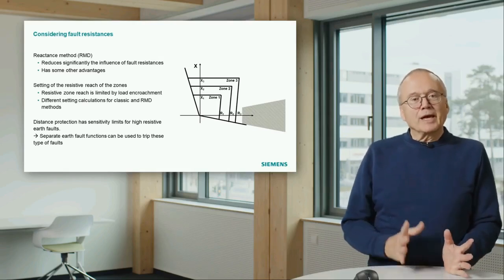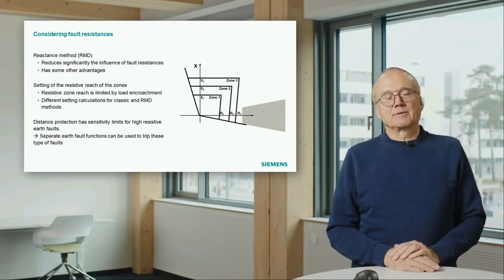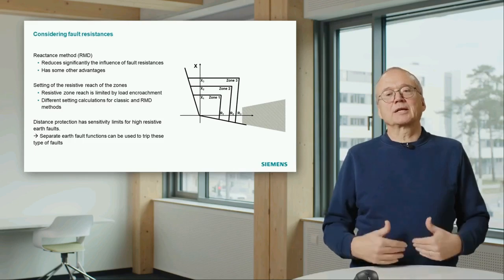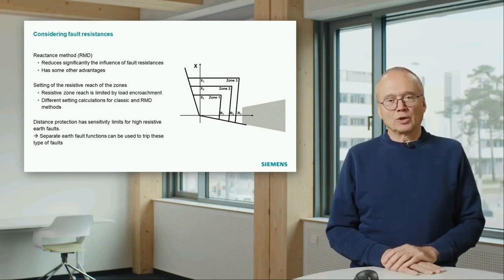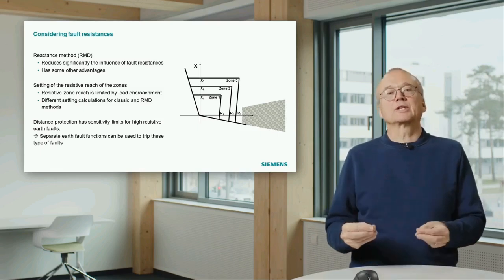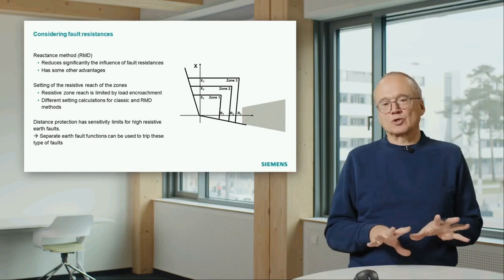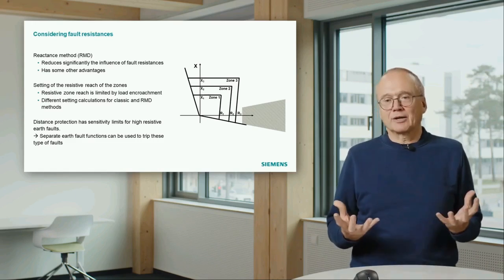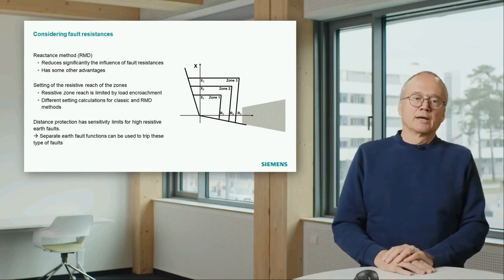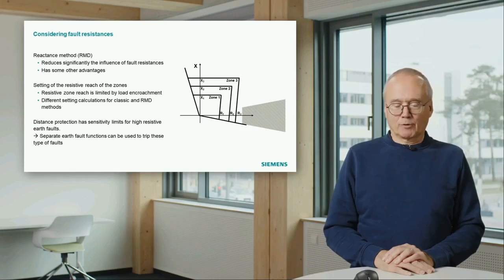But whatever we do there, we have some sensitivity limits. That means we can catch faults up to a certain fault resistance, and everything beyond that is not visible for the distance relay. And if we want to catch high resistive faults, we may have to activate separate earth fault functions which are tuned to detect these faults. Typically they are not so fast because there are no high currents involved in these cases, but you can then tune other principles a bit to detect these type of faults.